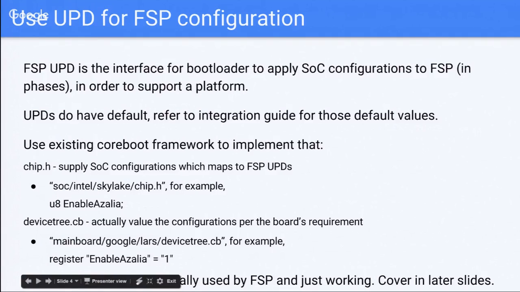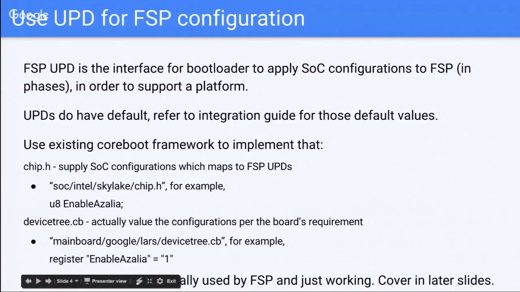Use UPD. The FSP UPD is the interface, as you might know already, for the bootloader to apply SoC configurations to FSP in phases in order to support your platform. UPDs do have defaults, so you want to refer to the integration guide for those default values. If you like the default, you probably don't want to touch it. How do we implement in coreboot the use of UPD for FSP to consume?